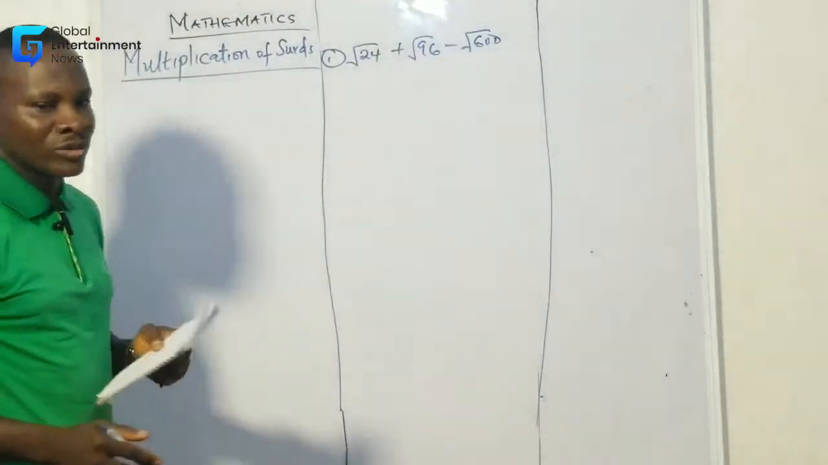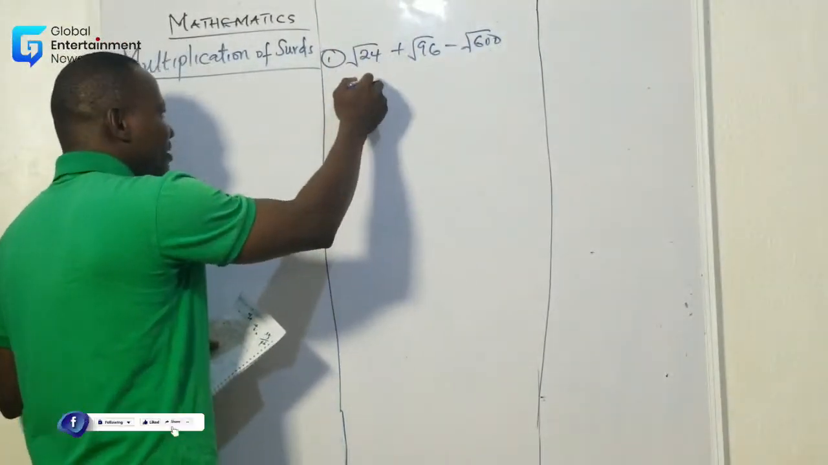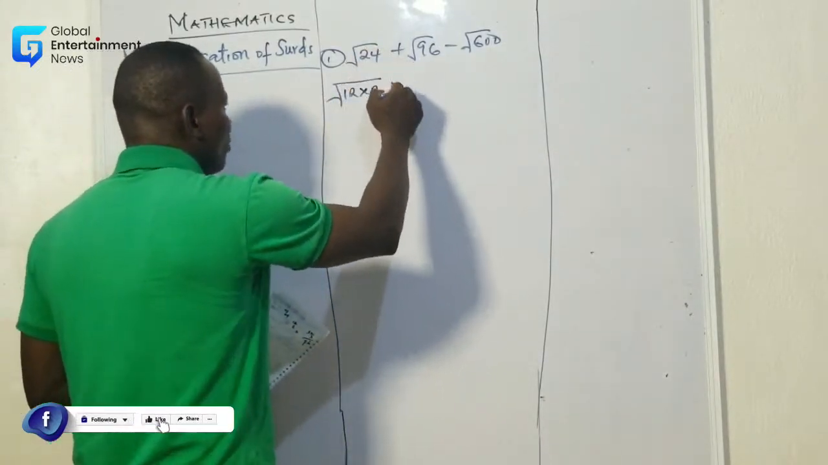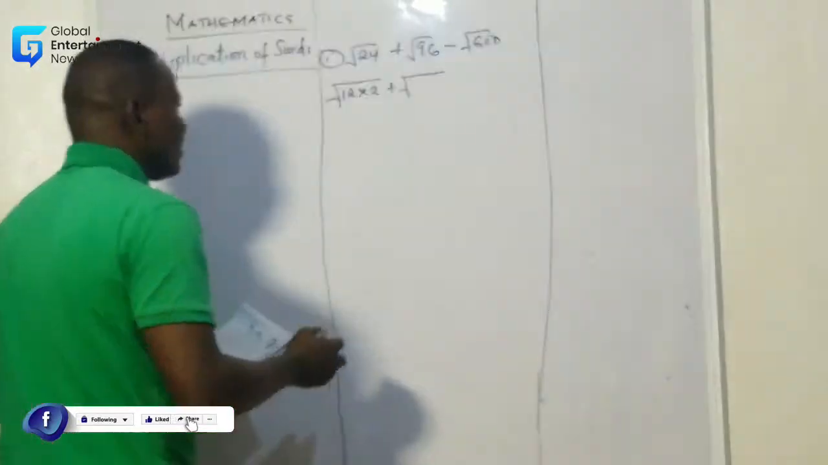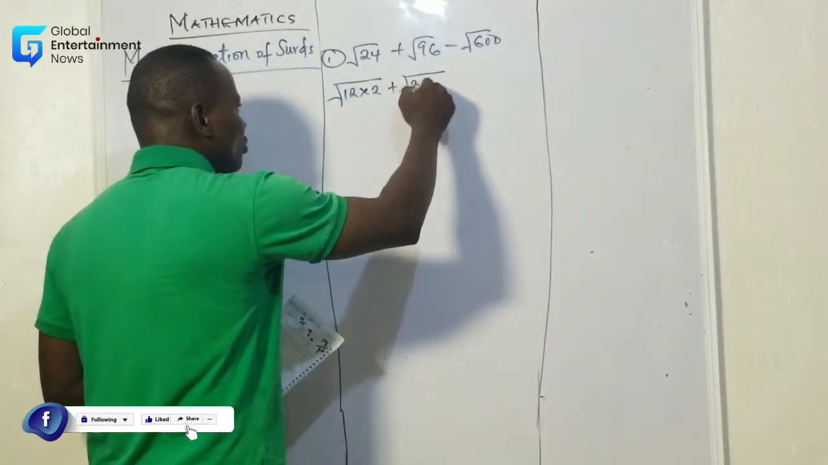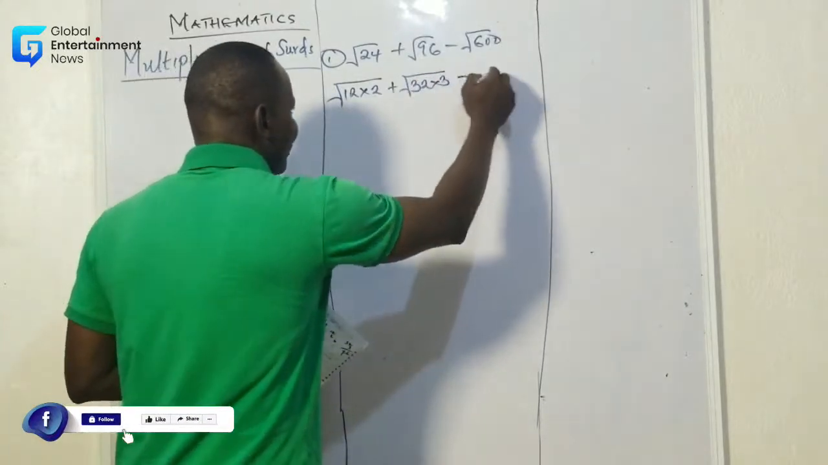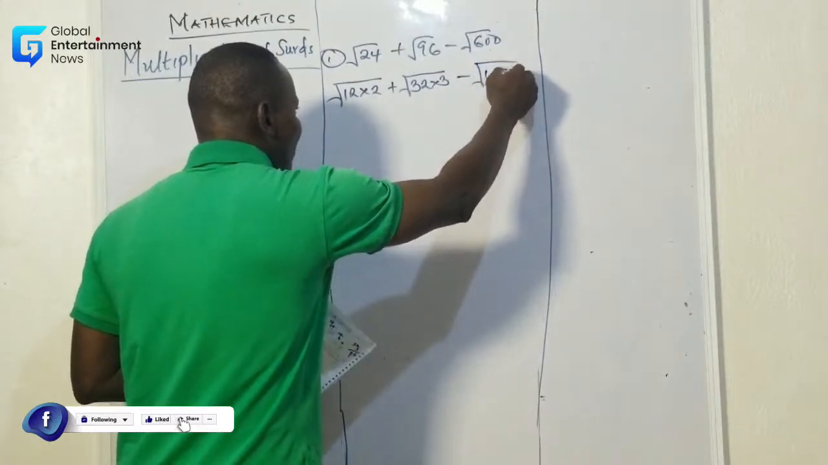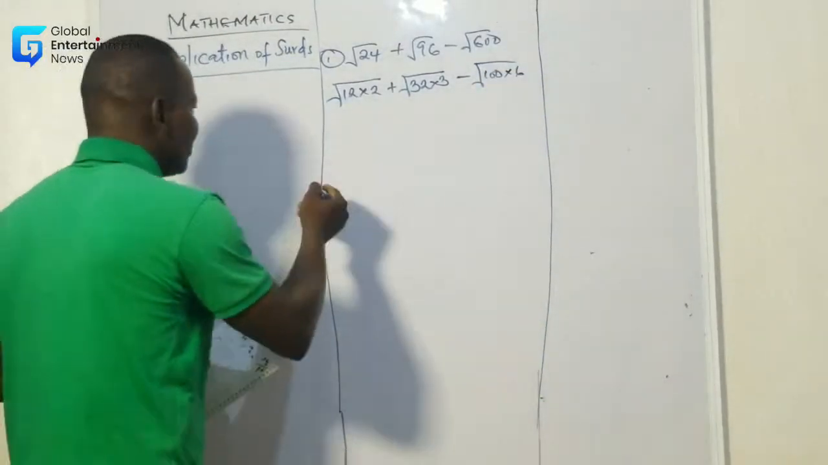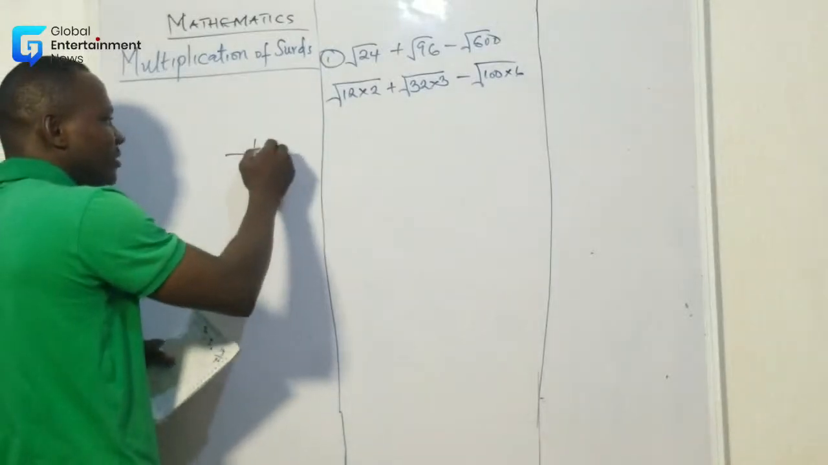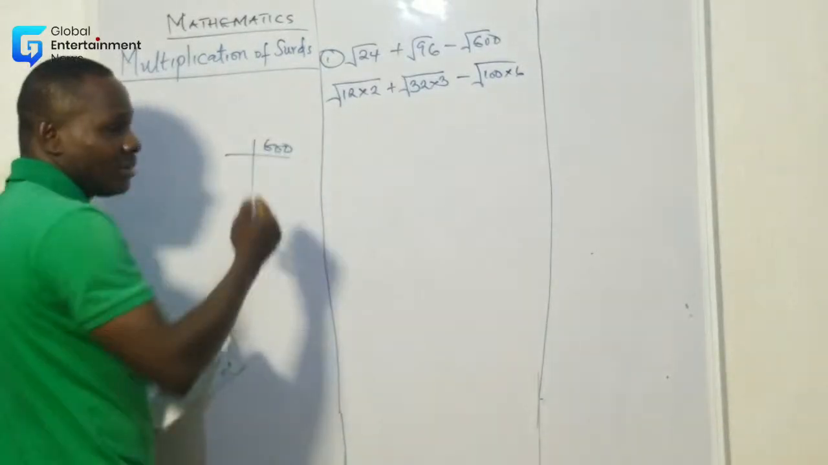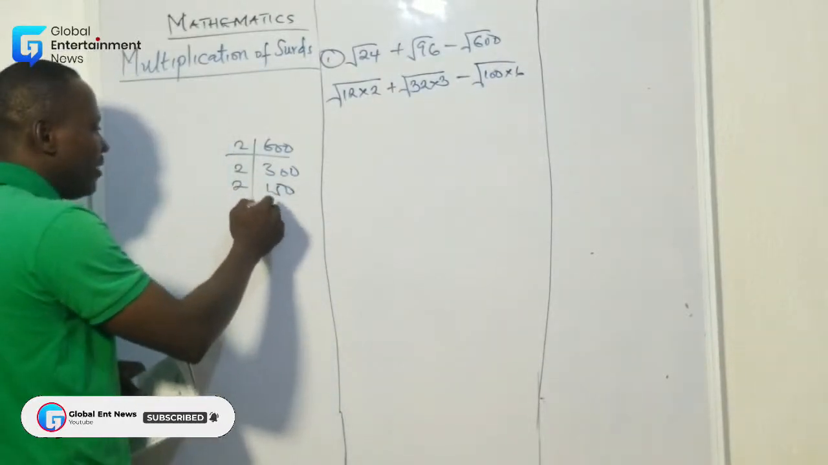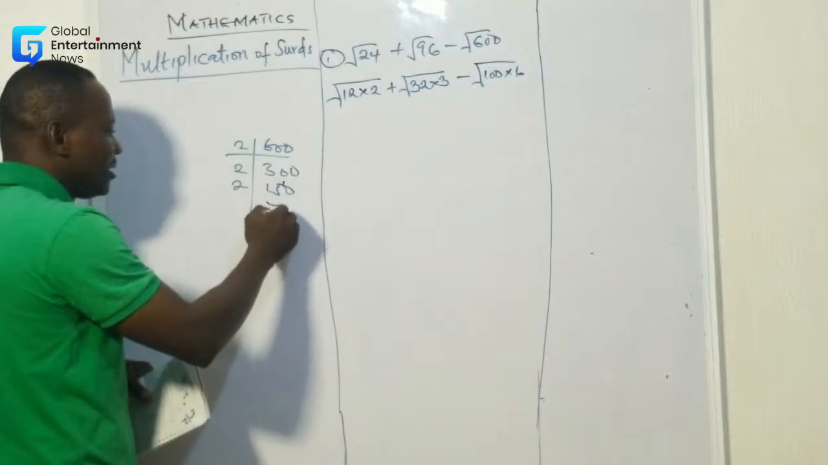Now let's look at the first question. Root 24, if you break it down, is going to give us the multiple of 12 times 2, giving us 24. Plus, looking at this root 96, we are going to have 32 times 3. Then minus root 600 is going to give us 100 times 6. If this one is too big for you, you can use the LCM. This one will give us 300, then 2 here we have 150, then 75.